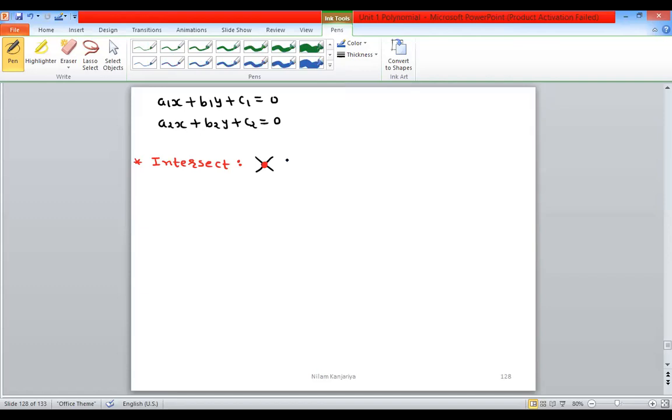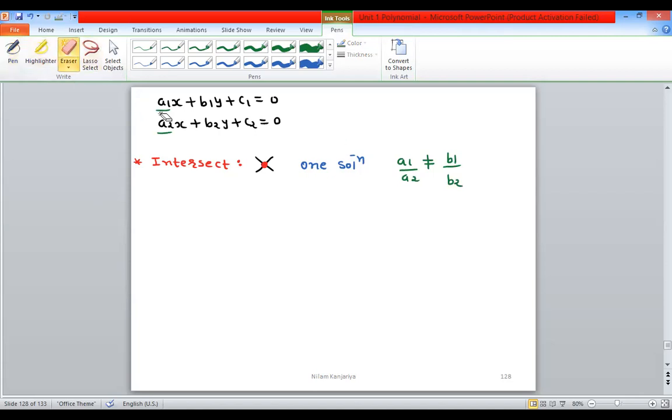Now the equation is satisfied. Intersecting means it has one solution. In which condition is it satisfied? Look here. This is A1, this is A2. If A1 upon A2 does not equal B1 upon B2, then you can say the lines intersect and it has one solution.